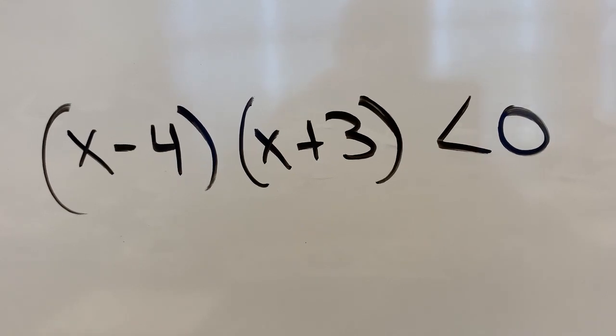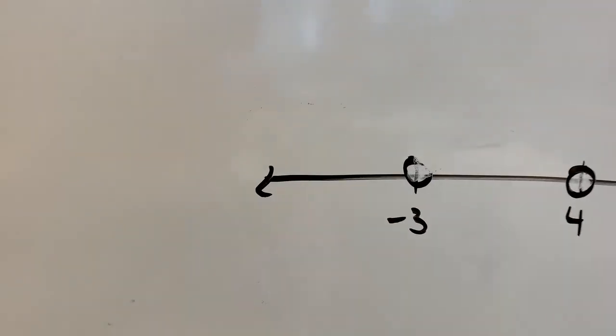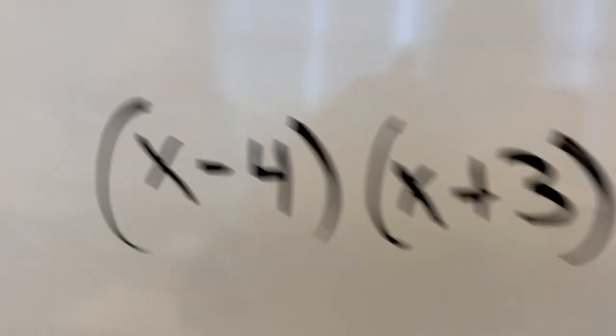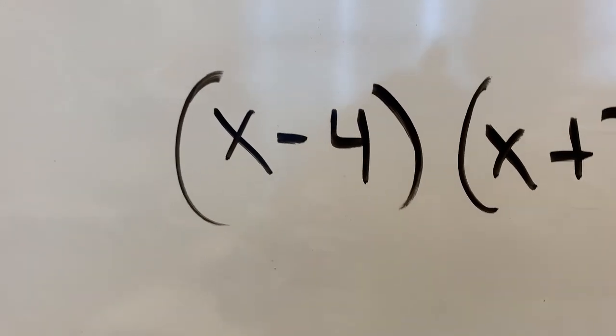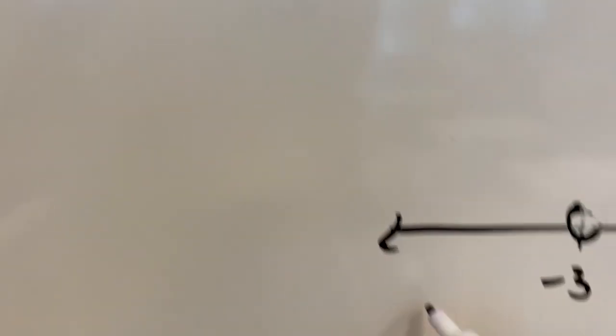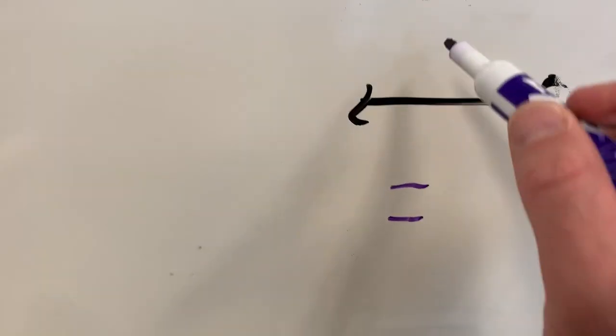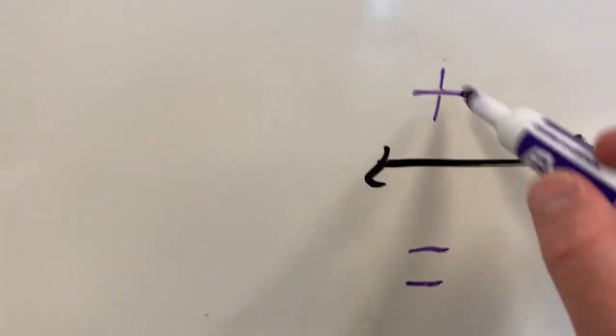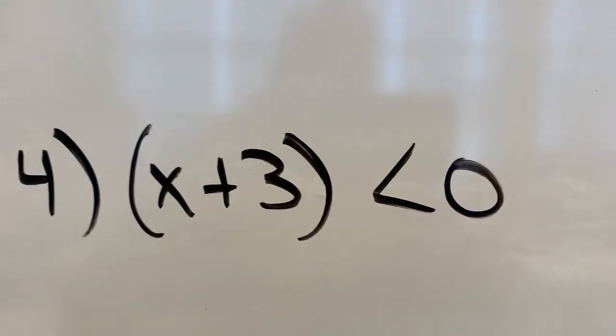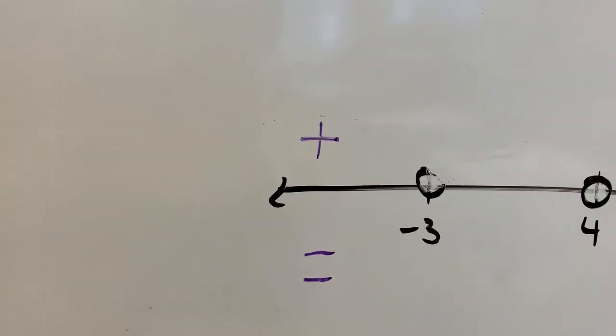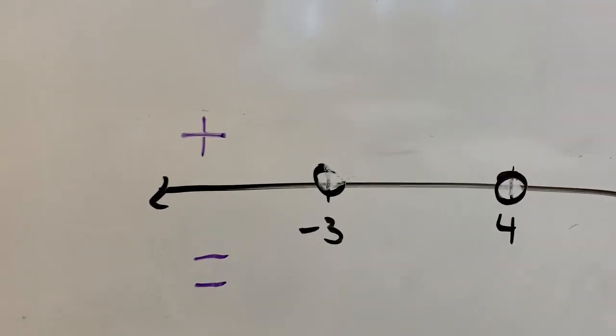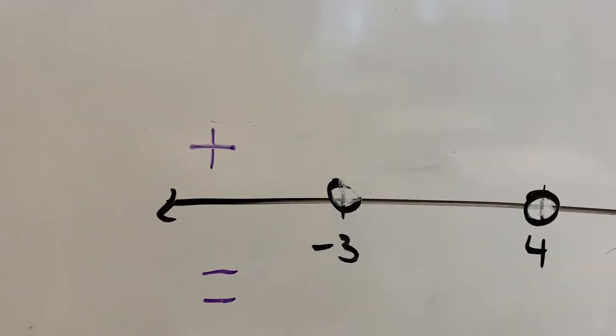The only question is, okay, what happens to the left of negative 3? If I pick a number like negative 10 and stick it in here, I'm going to have a negative times a negative. A negative times a negative gives me a positive. A positive number does not satisfy this inequality. So any number less than negative 3 will not be an answer to this question. And I don't have to check a whole bunch of others as soon as I check one.